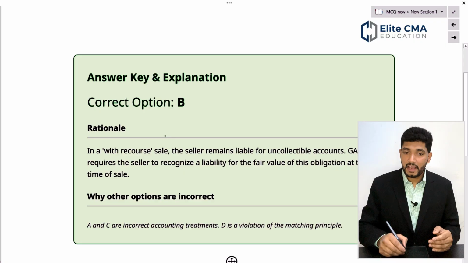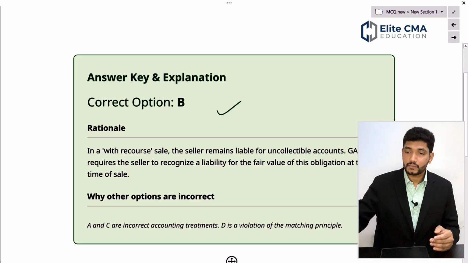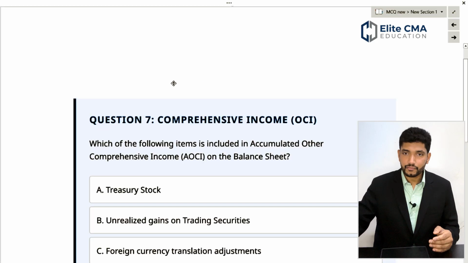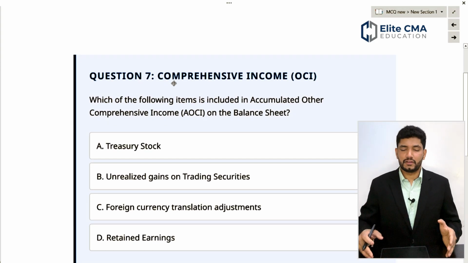You can see the answer and explanation here. Let us move into question number 7.